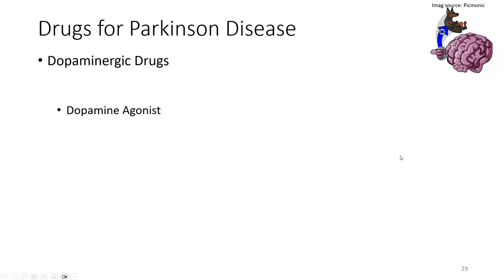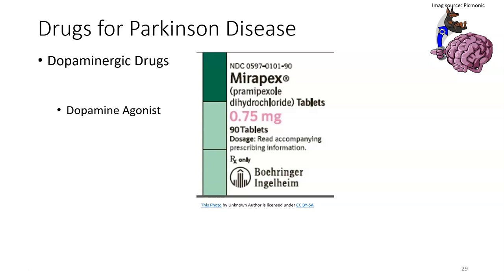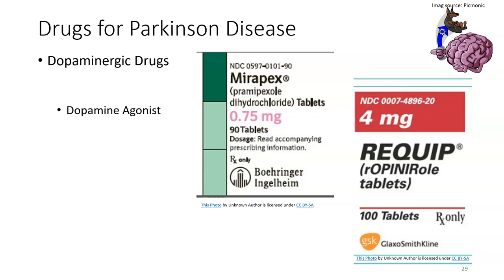So dopamine agonists, they stimulate dopamine receptors. They're going to act like dopamine would in the body. So these are also referred to as dopaminergic drugs. They include the drugs Pramipexole, which is Mirapex, and Ropinirole, which is Requip. Now, these drugs, as well as rotigotine, can be used to treat restless leg syndrome.